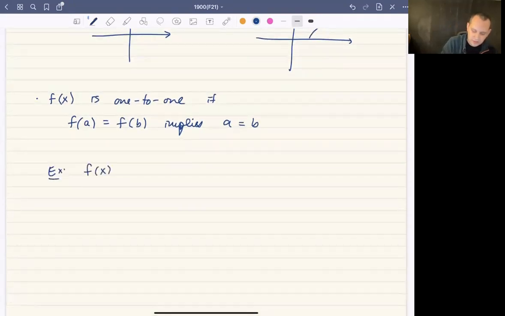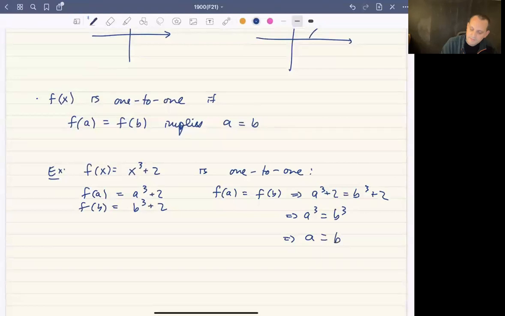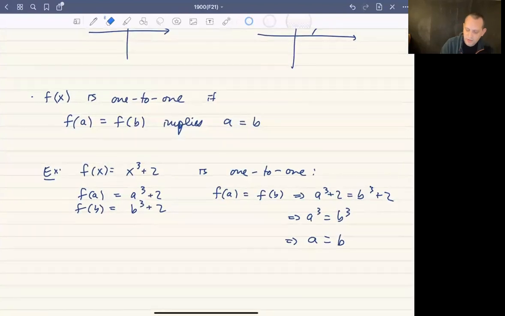And so, for example, if you take the function x cubed plus 2, it turns out that this function is 1-to-1. This function is 1-to-1 because if you were to take f of a, that's a cubed plus 2, f of b is b cubed plus 2, and then set them equal to each other. What happens? If f of a equals f of b, that implies that a cubed plus 2 is equal to b cubed plus 2, and that implies that a cubed is equal to b cubed, and that implies that a equals b.